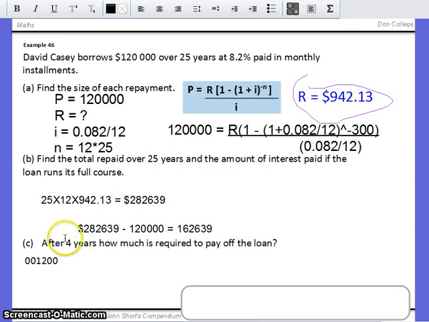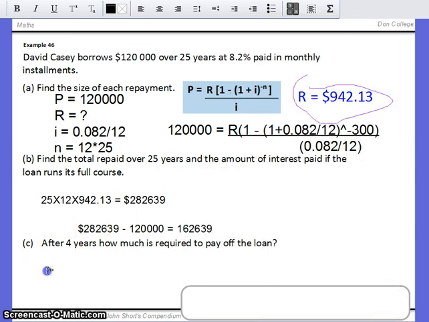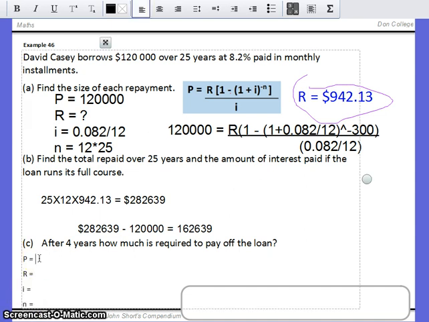Now, next question. After 4 years, how much is required to pay off the loan? So what we have to do is just try and pause it at 4 years and work out how much we owe. So P this time, we don't know. We're going to try and work that out. Our repayment, as we know, is 942.13. Interest rate hasn't changed. That's 0.082 over 12. And N, now after 4 years, that means we have 21 years remaining. So it's 21 times 12. That's the number of periods remaining.